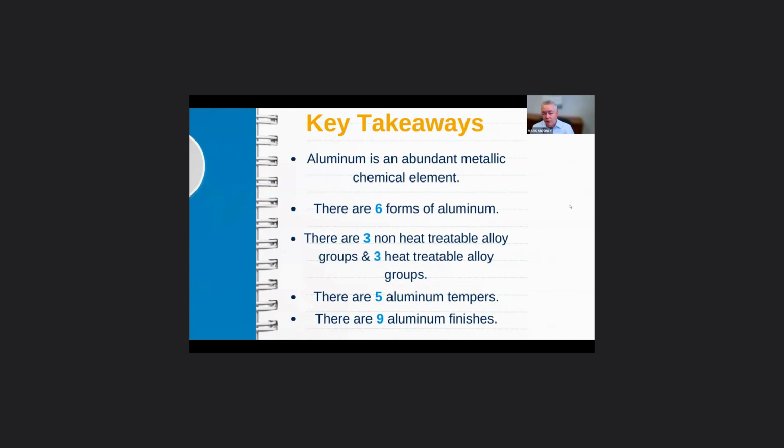Okay, key takeaways. Aluminum is an abundant metallic chemical element. We talked about the different forms of aluminum. We talked about heat treatable and non-heat treatable products. Let's see, and then 5 different tempers. And then there are 9 different aluminum finishes. So bonus points for anybody that can name all of those in the quiz.